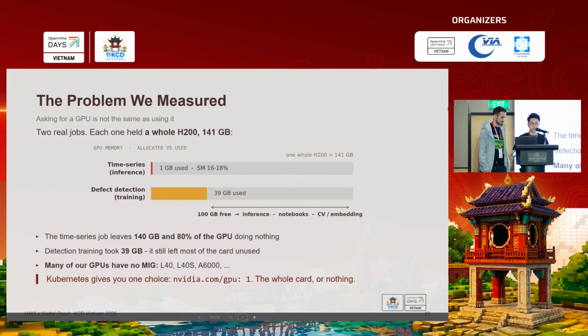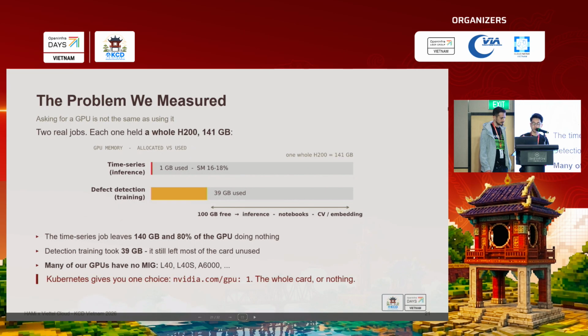Yeah, we can see that the time series job left the whole H200 mostly free, with about 80% of the GPU doing nothing. And the second one is the defect detection. This job is the YOLO job, which uses only almost 40 gigabytes of RAM. You can see we have 100 gigabytes of VRAM free. We can use this for inference.